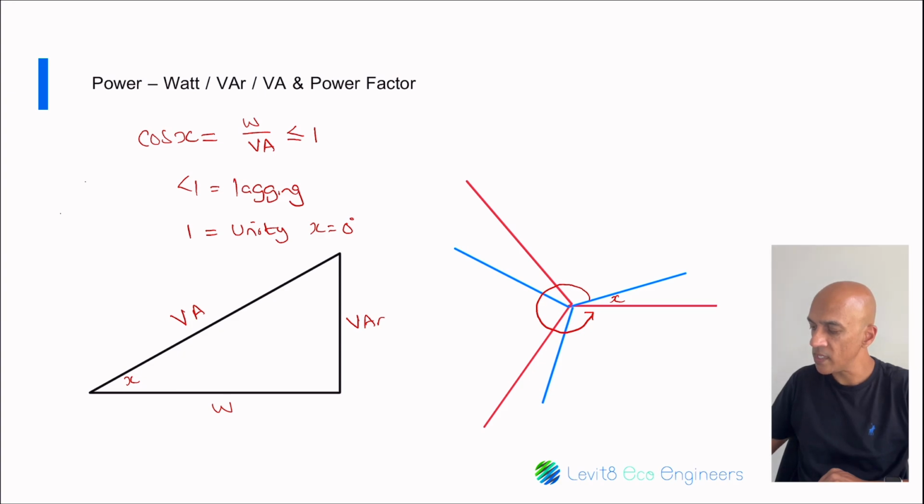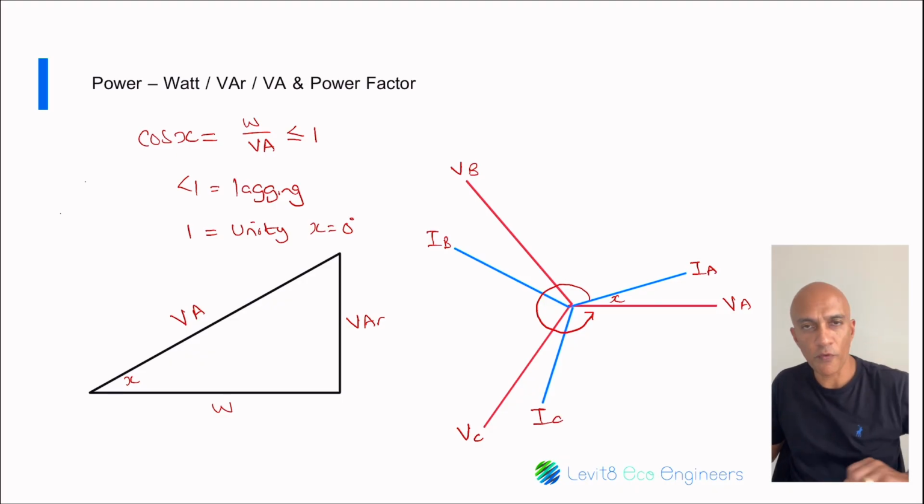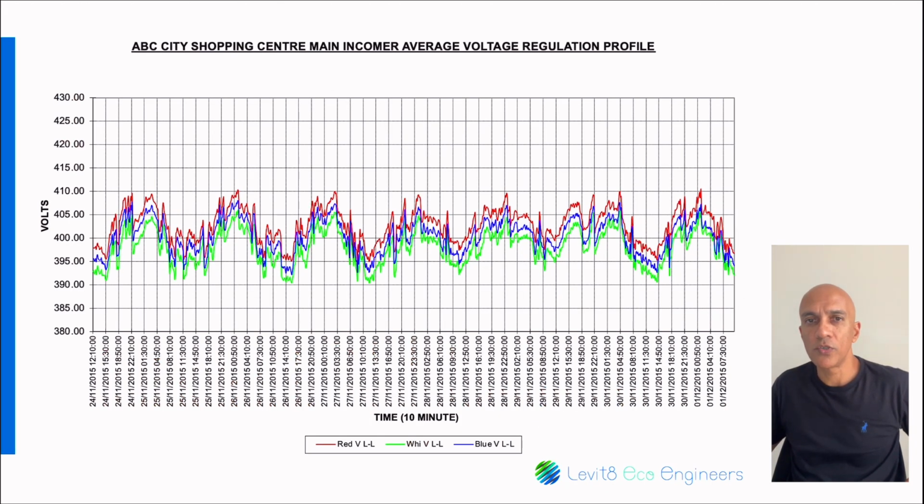Now if X was angle 0, then your voltage and current would be together. Cos of 0 would be equal to 1, and you'd have a perfect power factor. So what we have here is voltage A, voltage B, voltage C, and then you have current A, current B, and current C. So that's basically an explanation of your 3-phase voltages and currents. Then you might also want to measure your average voltage regulation. So your voltage regulation basically shows, in this case, 400 volts, which is your nominal voltage. And then where does your voltage fluctuate during the day?